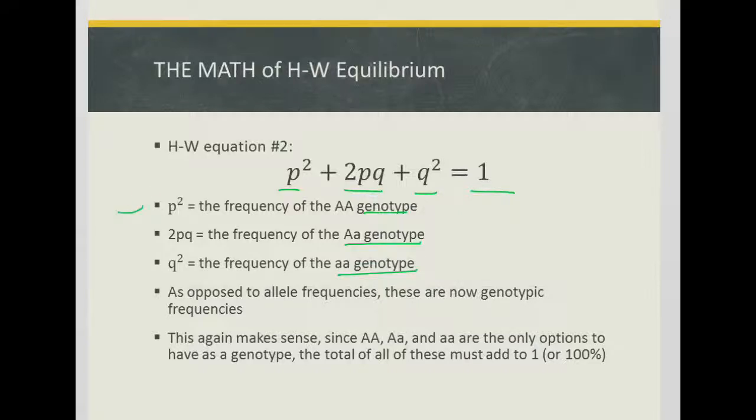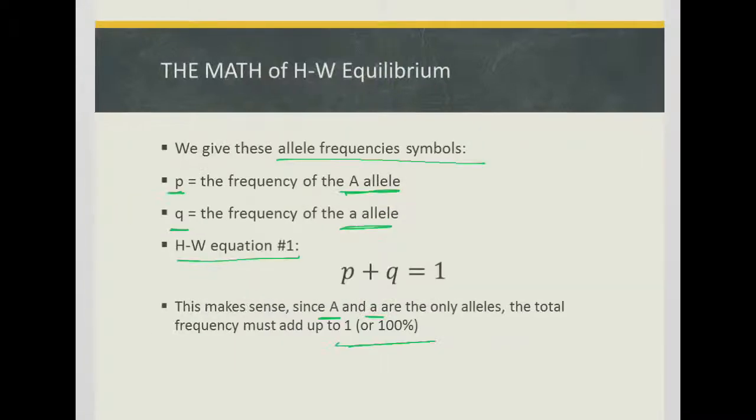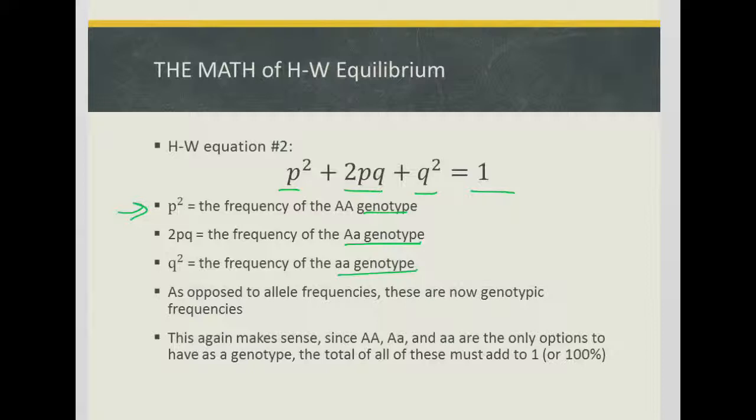Think about it this way. 2 p's, those are 2 dominant A's, since we said p is dominant A. p and q together is heterozygous. And 2 q's, 2 recessives. That's how I remember those.